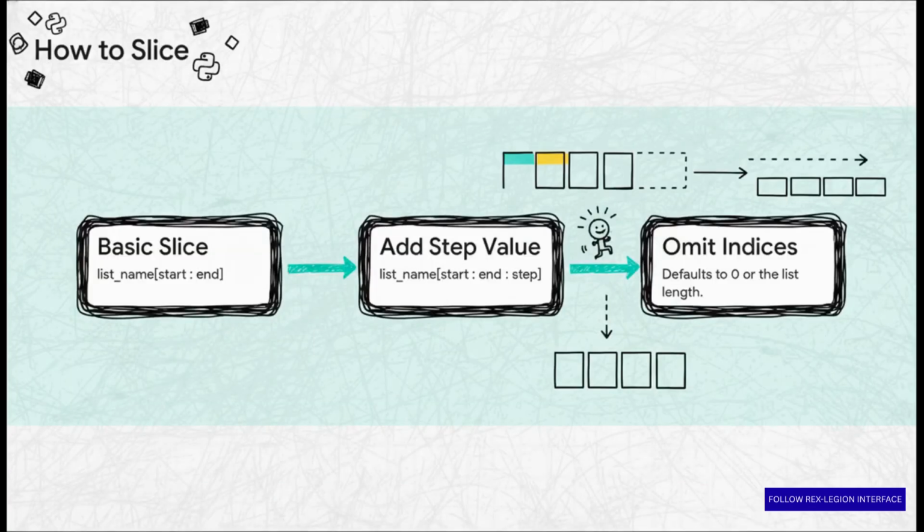So, let's break down the actual anatomy of a slice. Step 1 is your basic syntax. Start index, end index. And remember, Python grabs everything up to, but not including, that end index. Step 2 levels things up a bit with a step value. You can actually skip elements just by tossing in a second colon. And then step 3 really shows off Python's flexibility. If you just omit the start or end indices altogether, Python automatically defaults to the very beginning or the very end of the list for you.